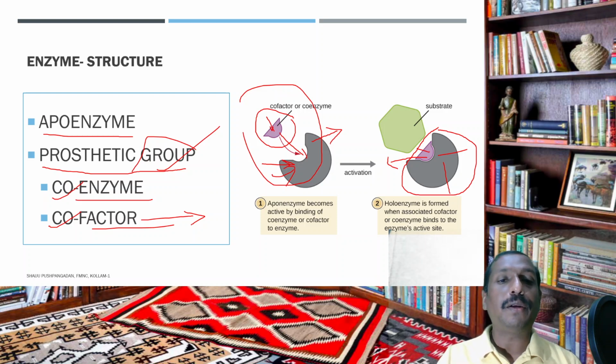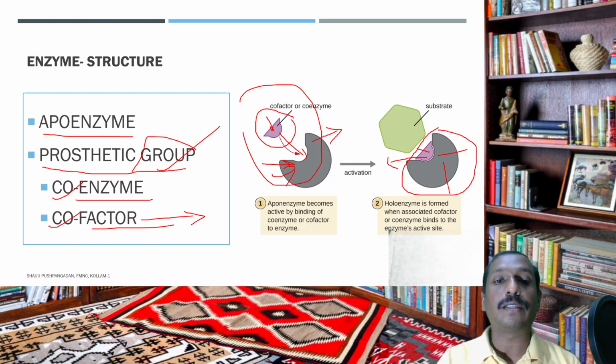Okay, and when coming to the coenzyme, that may not be a single metal ion, it may be a non-protein molecule associated with the apoenzyme. So that is the difference. Coenzyme may be a large non-protein molecule that gets associated with the apoenzyme, and cofactor may be a simple kind of metal ion or something like that, which is in tight union with the apoenzyme during the process of enzyme action. So that is the difference between coenzyme and cofactor.